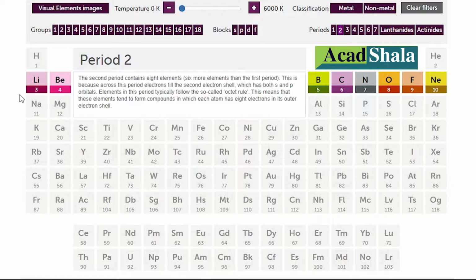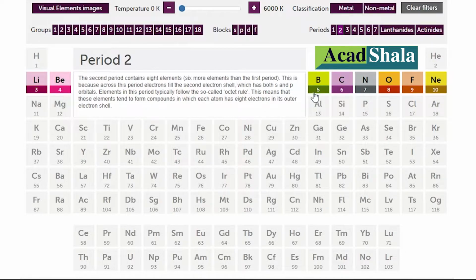So lithium has atomic number 3, so EC is 2, 1. So valence electrons 1, because the last shell, the valence shell, contains 1 electron. Beryllium, electronic configuration 2, 2. The last shell contains how many electrons? 2. So valence electrons 2.